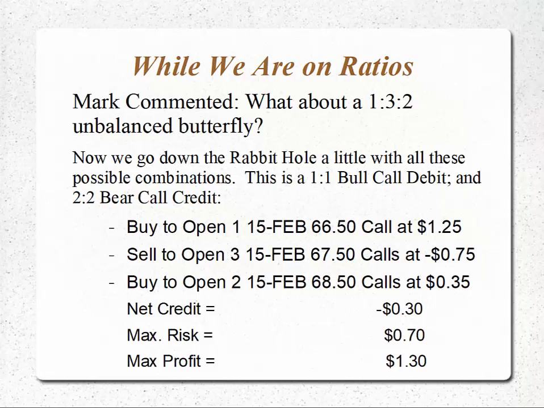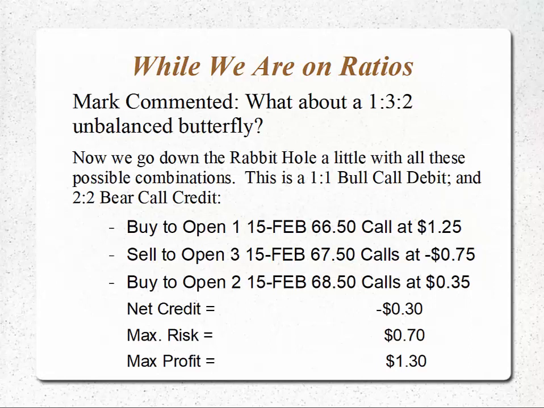We could still look at this as a 1-to-1 bull call debit spread and then a 2-to-2 contract size bear call credit spread. The structure again, buy to open 1 66.5 at 1.25. I now sell 3 February 67.5 calls at 75 cents. So we get 2.25 in. Now I buy 2 February 68.50 calls at 35 cents to pay 70 cents. So the total coming out is a net credit of 30 cents.